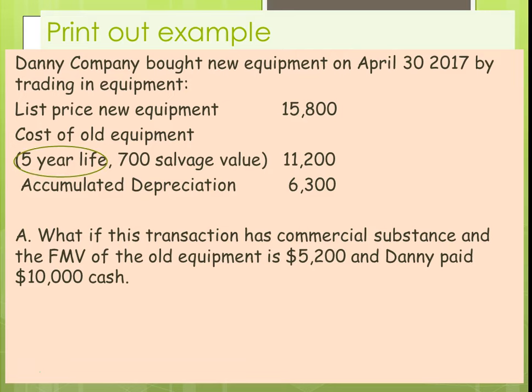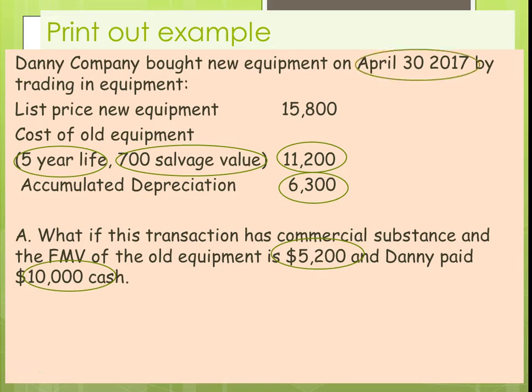Well, first of all, we need to know the life of the old equipment. We need to know if it has any salvage value. We need to know what did we pay for it. We need to know the accumulated depreciation. We need to know the fair market value of the old equipment and the cash, but most importantly, when did the exchange take place?